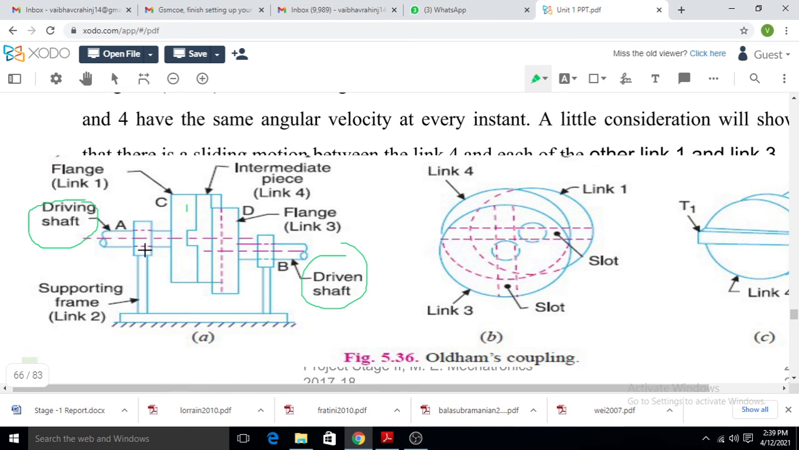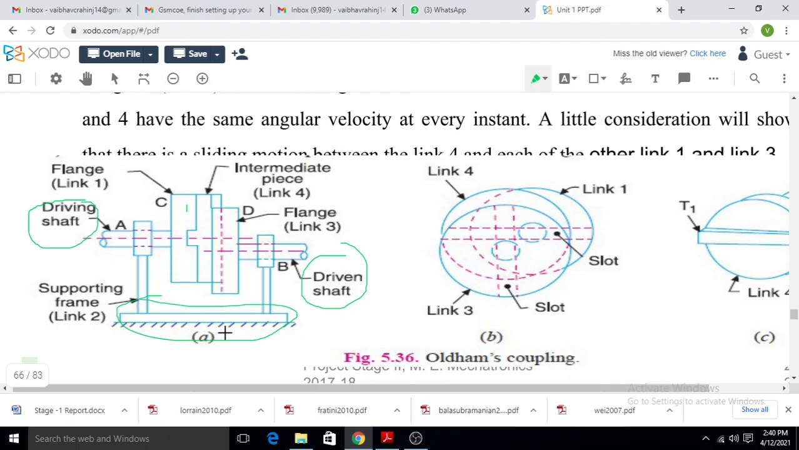Here there is one driving shaft, that is shaft A. There is a driven shaft, shaft B. There is one flange which is connected to the driving shaft. There is another flange which is joined to the driven shaft, and there is one intermediate piece which joins these 2 flanges, which means this intermediate piece will transmit the motion from the driving shaft to the driven shaft, and there is one support.